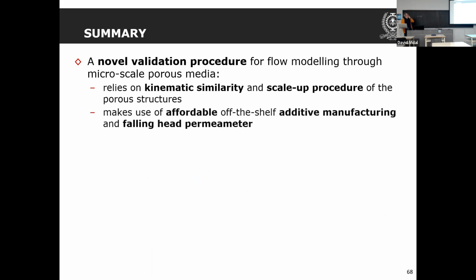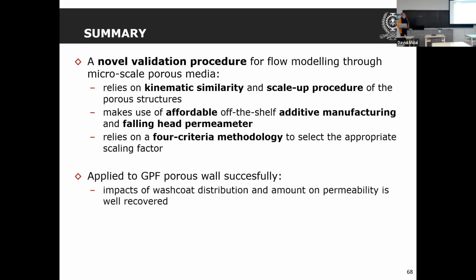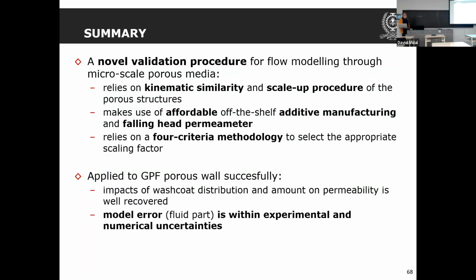So I'm going to stop here my talk. The summary is quite obvious. A novel validation procedure has been devised. I showed it to you with this permeameter and then printing magnified twins of the structures. We have applied that to gasoline particulate filters, successfully for once, I believe. The impact of the washcoat distribution and amount on permeability is well recovered. And the model error, at least for the fluid parts, is within experimental and numerical uncertainties.